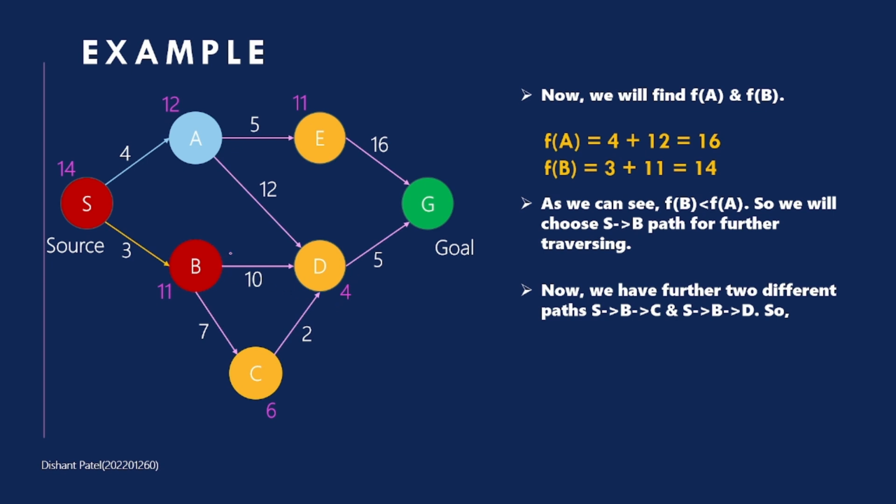Further, we have two more paths, S to B and B to D, and S to B and B to C. So now f of C. f of C is equal to g of C, and what is the value of g of C? It is 3 plus this 7, the actual value, that is 10. So f of C is 10 here, no?